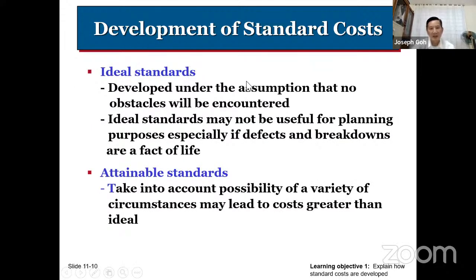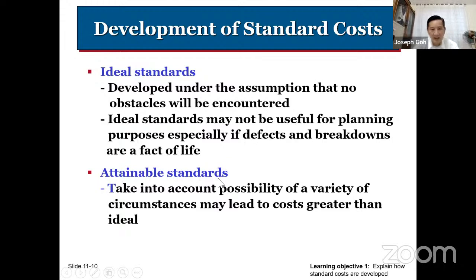So, development of standard cost: ideal standard is developed under the assumption that no obstacles will be encountered. That means perfect condition. Ideal standard may not be useful for planning purposes, especially if defect and breakdown are a fact of life. That's very true. There's no such thing as perfect condition. You see, in life, some minor things will happen. Defect will happen, breakdown will happen. This is a very normal way of life. You see, no one is perfect.